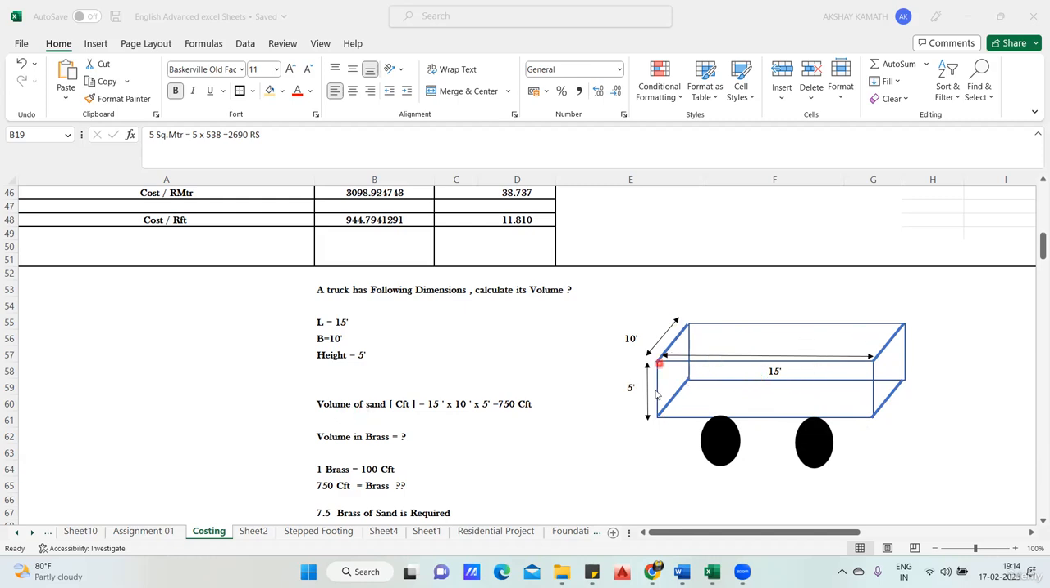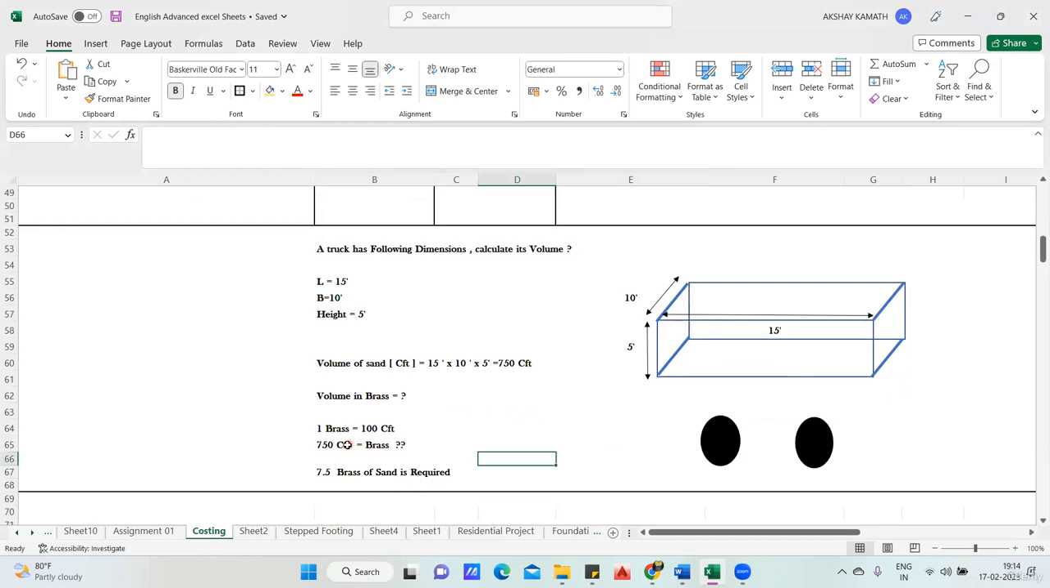Volume will be 15 into 10 into 5. So 15 into 10 into 5 is 750 CFT. I want the volume in brass. So I know 1 brass is equal to 100 CFT. Therefore, 750 CFT will be 750 divided by 100, which comes out to be 7.5 brass of sand is required.